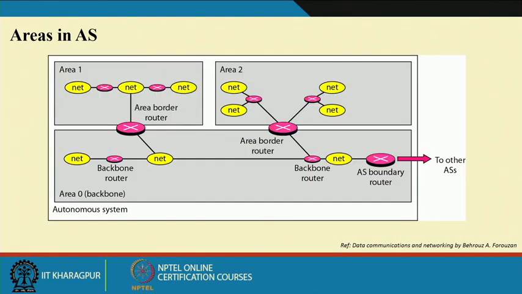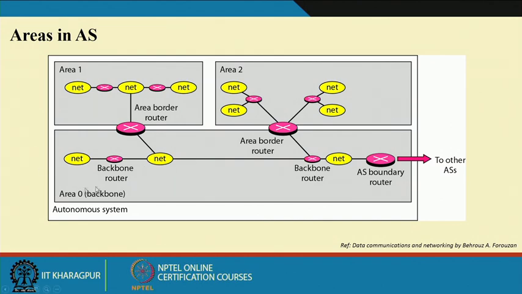So, if we try to see, say there are area 1, area 2 and a backbone area 0, and there are different routers. So, there are area border routers, and there are backbone routers. One router in this backbone is designated as the AS boundary router, right, which shares information, based on the policy of the autonomous system, with the other autonomous systems, right. So, we have this sort of structure.